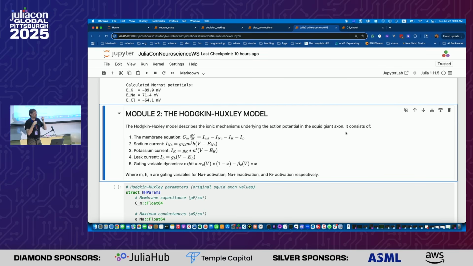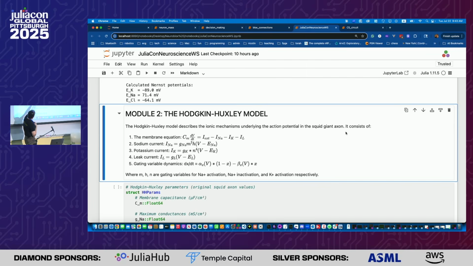So the capacitance of the membrane times the change in voltage, which is the current, has to be equal to any external currents that come into the cell, minus the currents of sodium, minus the currents of potassium, and minus the currents of the leakage. These are just ions that go across, typically chloride ions. And then you can calculate the sodium current, the potassium current, and the leak current.